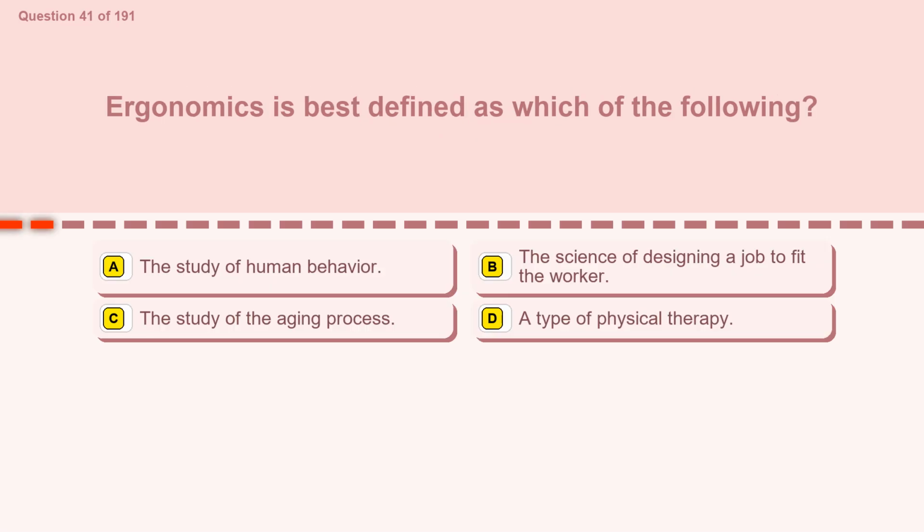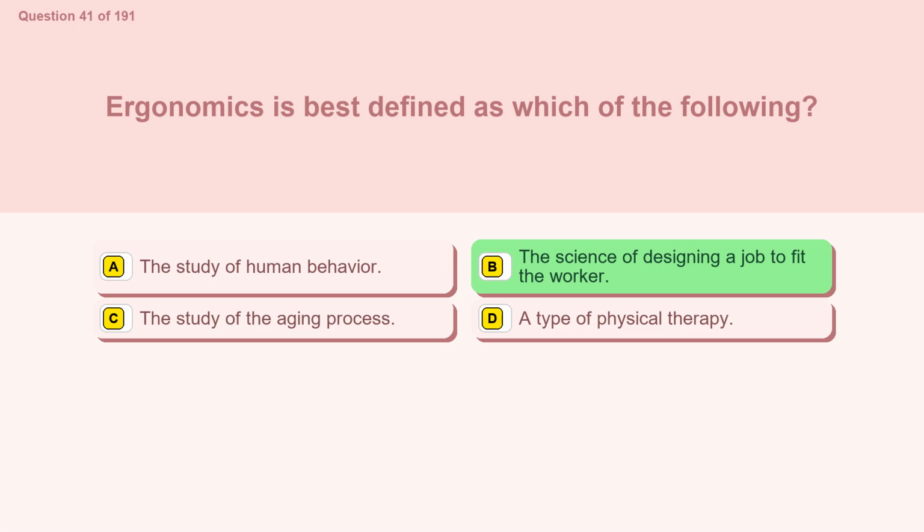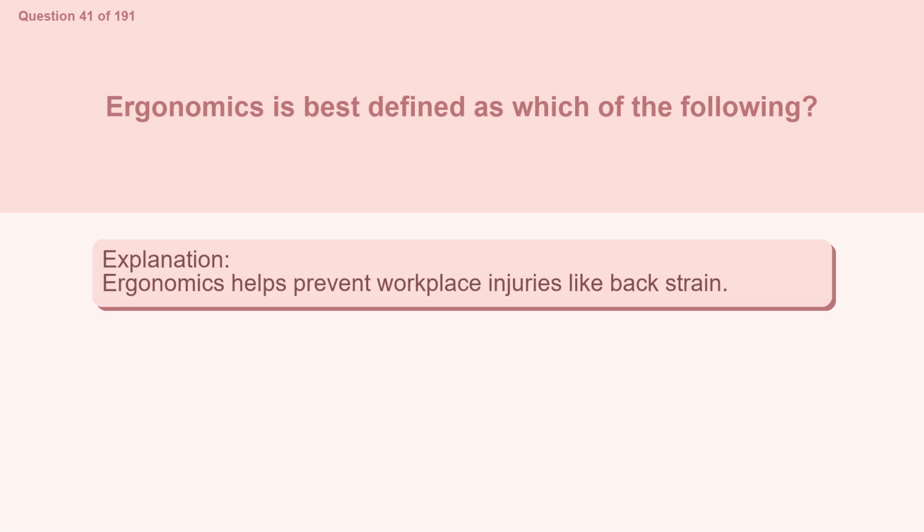Question 41. Ergonomics is best defined as which of the following? Option A. The study of human behavior. Option B. The science of designing a job to fit the worker. Option C. The study of the aging process. Option D. A type of physical therapy. The correct answer is option B. The science of designing a job to fit the worker. Ergonomics helps prevent workplace injuries like back strain.